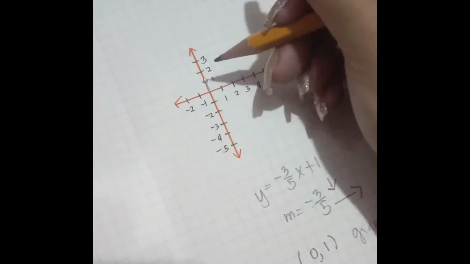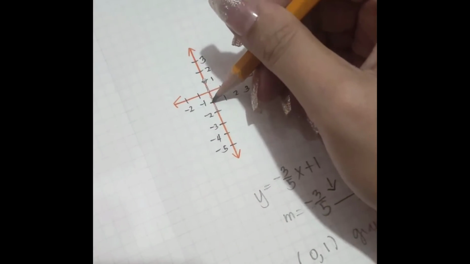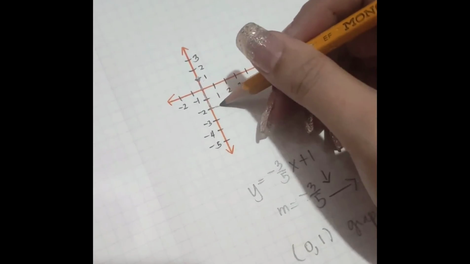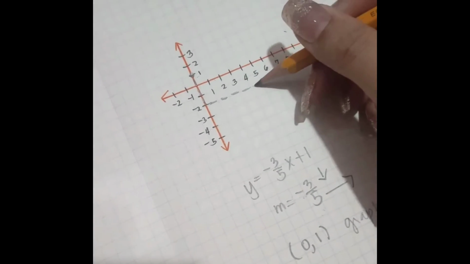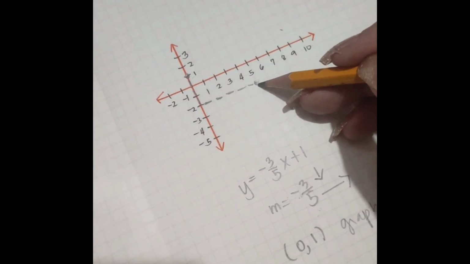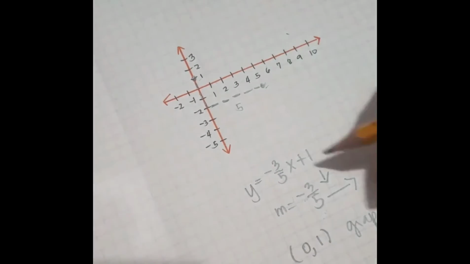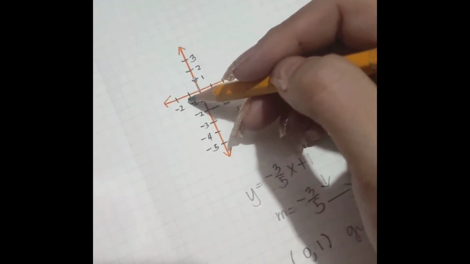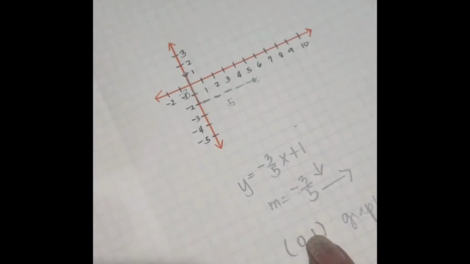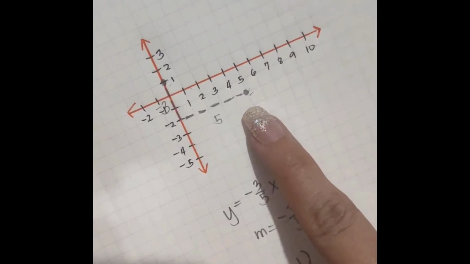Or pwede nyo rin gawin yung broken line. So, 1, 2, 3. And then, mag-run tayo ng 5. So, 1, 2, 3, 4, 5. And dito tayo tumigil. Okay, so yun yung dot ng pangalawa. Kasi ito yung 5 nating run, ito yung negative 3 nating rise na pababa dahil negative yung ating slope. So, we have 2 dots now. And, i-connect na lang natin yun.